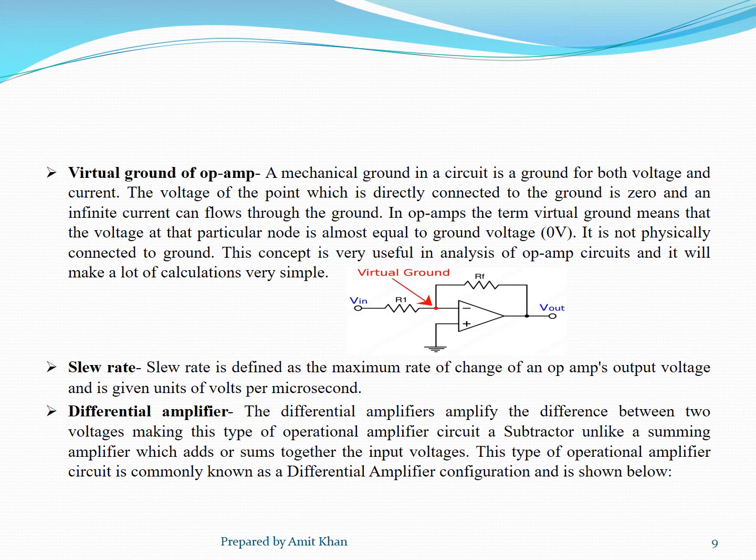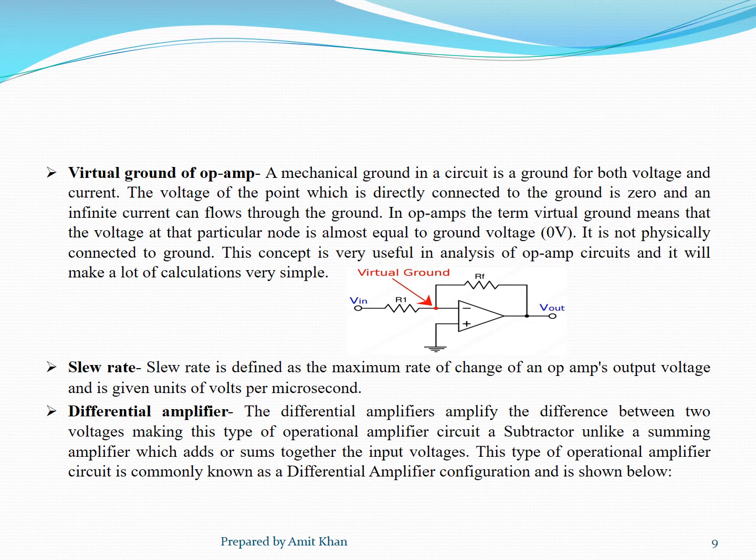Then comes what is virtual ground of an op amp. A mechanical ground in a circuit is the ground for both voltage and current. The voltage of the point which is directly connected to the ground is 0, and an infinite current can flow through the ground. In op amps, the term virtual ground means that the voltage at the particular node is almost equal to ground voltage, that is 0 volt. It is not physically connected to ground.